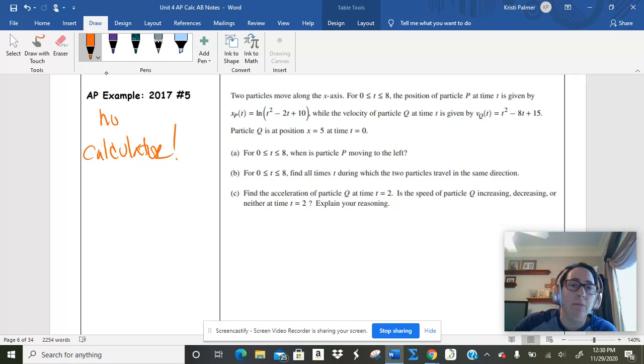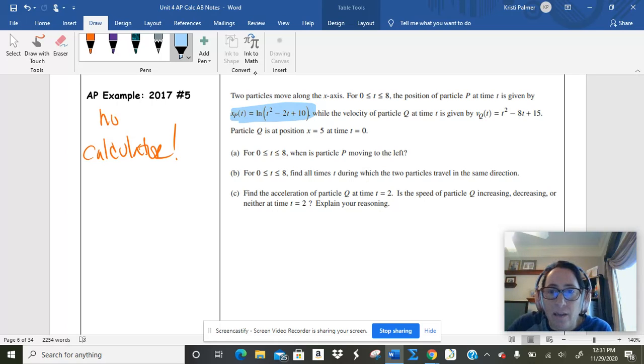So on part A, let's actually read through it. The two particles are moving along the x-axis. Here's particle P's position, so x is the position of particle P. And then they're giving me the velocity, V, of particle Q. So they're giving me two separate things. And this piece right here is going to be for an integral piece that we'll worry about later. So for now, you just say thanks for that.